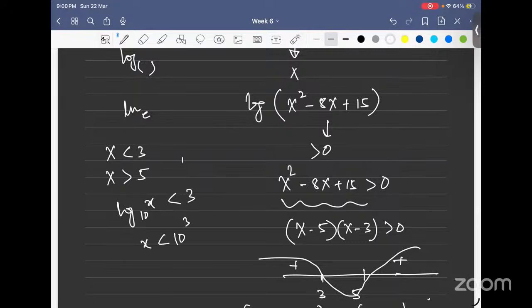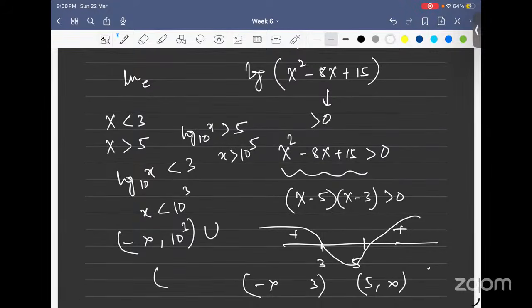And if log of x base 10 is greater than 5, what should I get here? X greater than 10 to the power 5. So the answer should be minus infinity till 10 to the power 3, union 10 to the power 5 till infinity. Yes, sir. Are there any other options or something like that? That will be the answer.